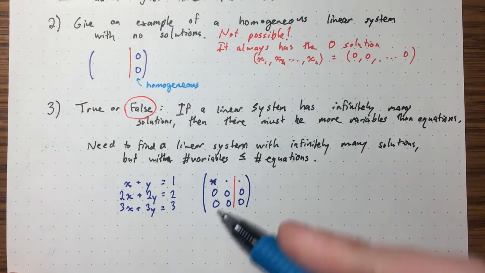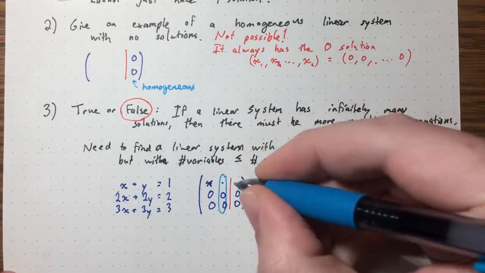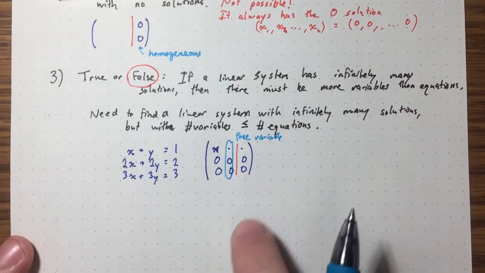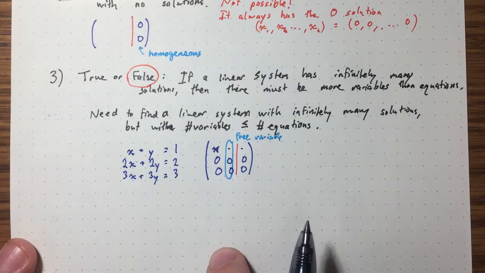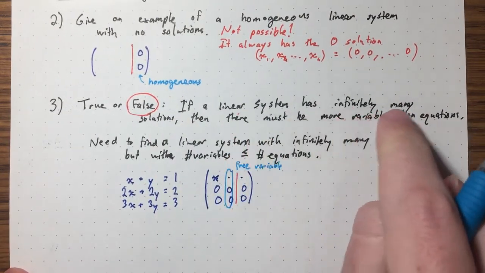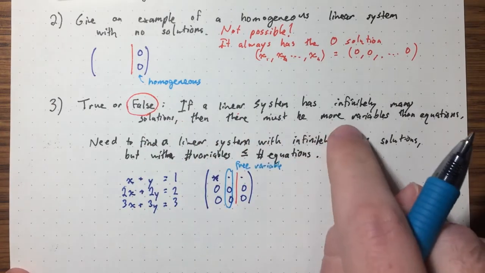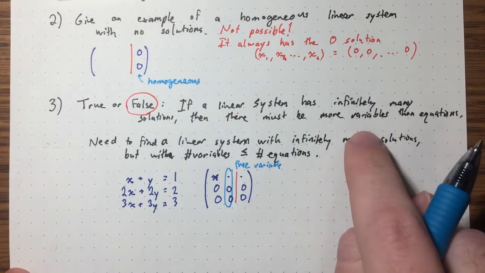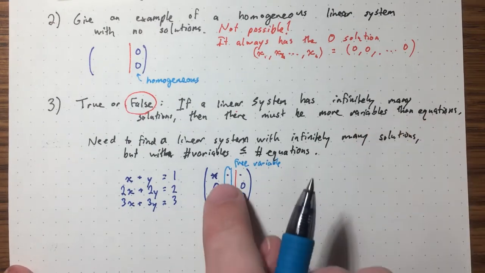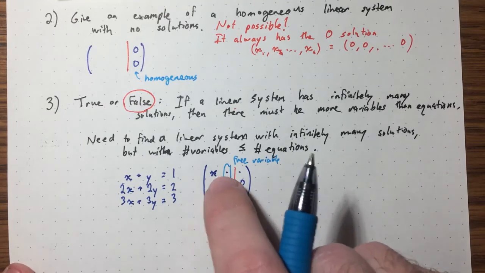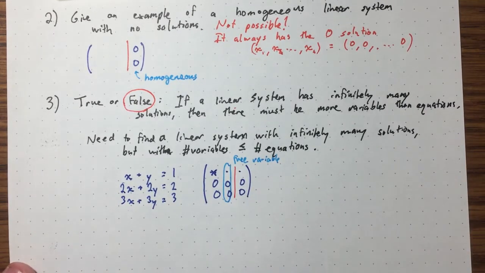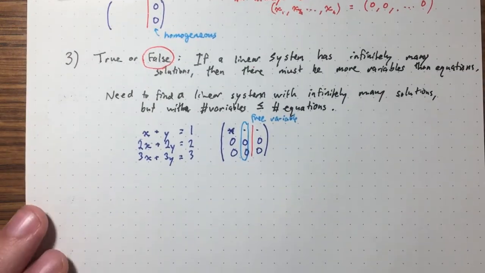And you see that what we have here is a free variable. In fact, we could have put as many 0 rows as we want down here. Right? So this is a false statement. If we have infinitely many solutions, it's not true that we had to have more variables than equations. We could have had the same number of variables as equations, or even fewer variables than equations. We just had a matrix like this, where we have a free variable in there.